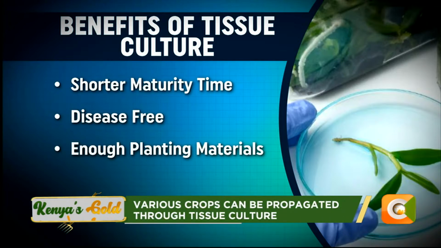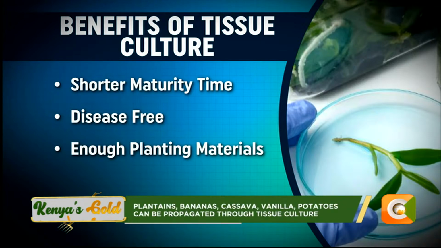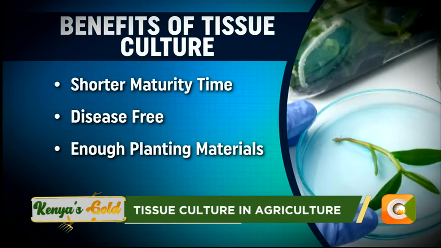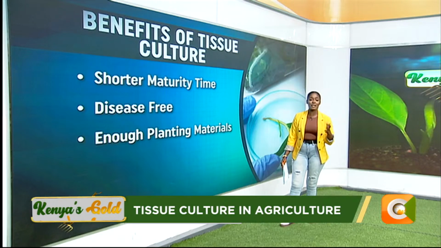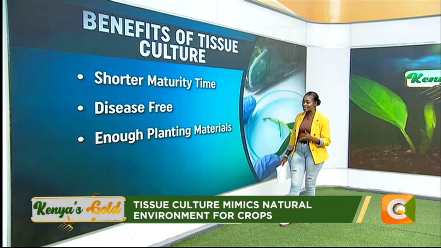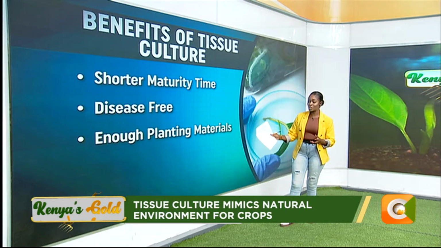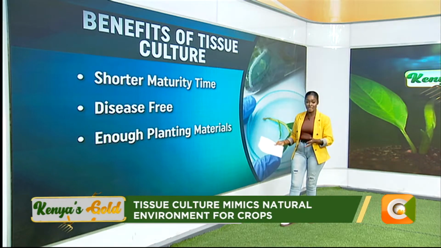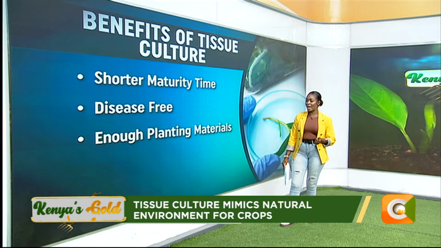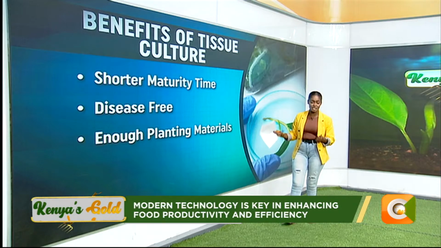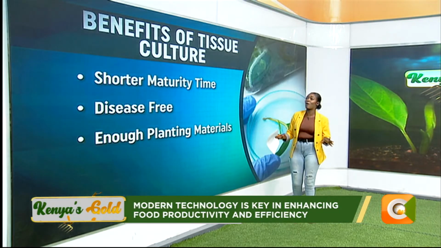And from the very many visits that we have done to farmers across the country, one of the biggest complaints they have is pests and diseases. And of course, tissue culture helps deal with this problem, because you're guaranteed to get clean planting material. And the last one being enough planting materials. For instance, you want to grow bananas on very many acres of land. Cuttings are not sustainable. Therefore, tissue culture makes it possible for farmers, especially commercial farmers, to have enough planting materials regardless of the size of land.